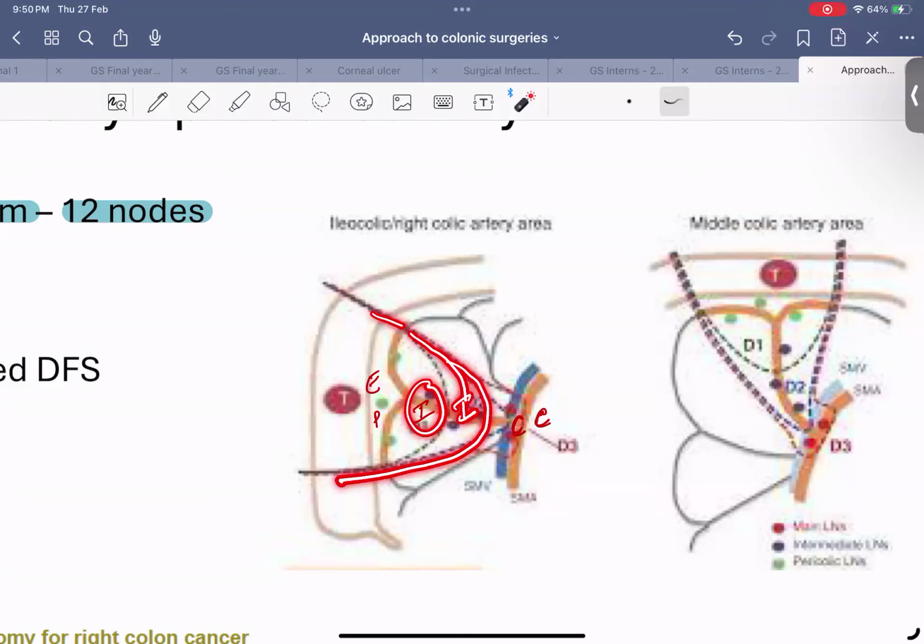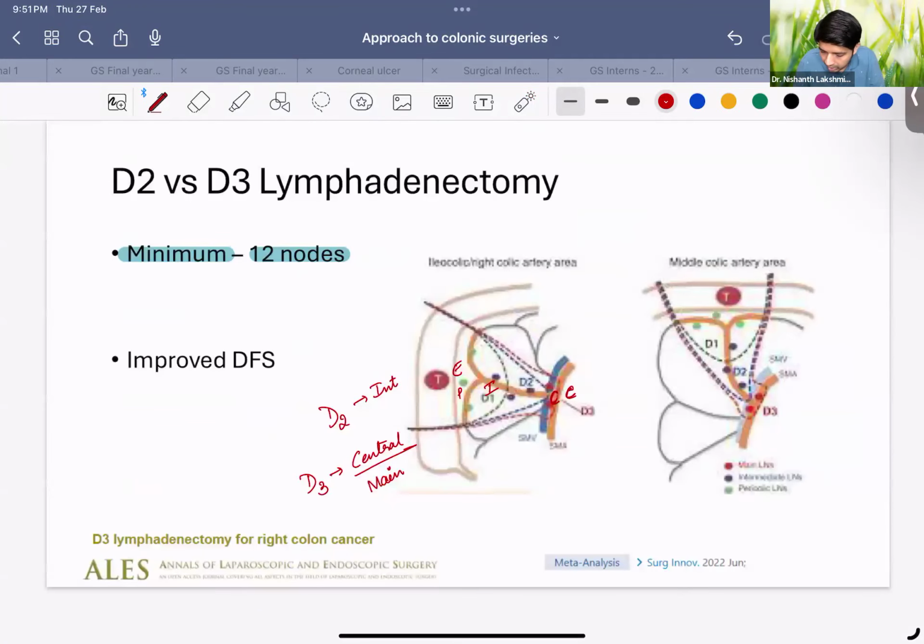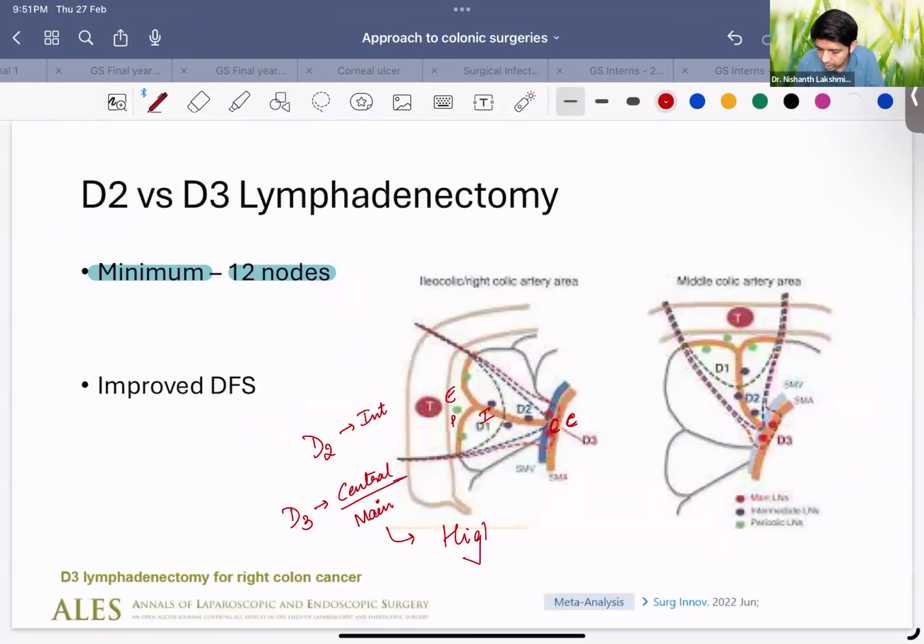This is also intermediate. So if you remove up to intermediate vessels, that is called D2 lymphadenectomy. If you go beyond it and you go to the root and you take out the lymph nodes next to the superior mesenteric artery or the inferior mesenteric artery, that is called D3. So D3 is when you take out the central or the main group of lymph nodes, and this is also called high ligation. That means you're going to the root of the vessels and you're going to take it out.